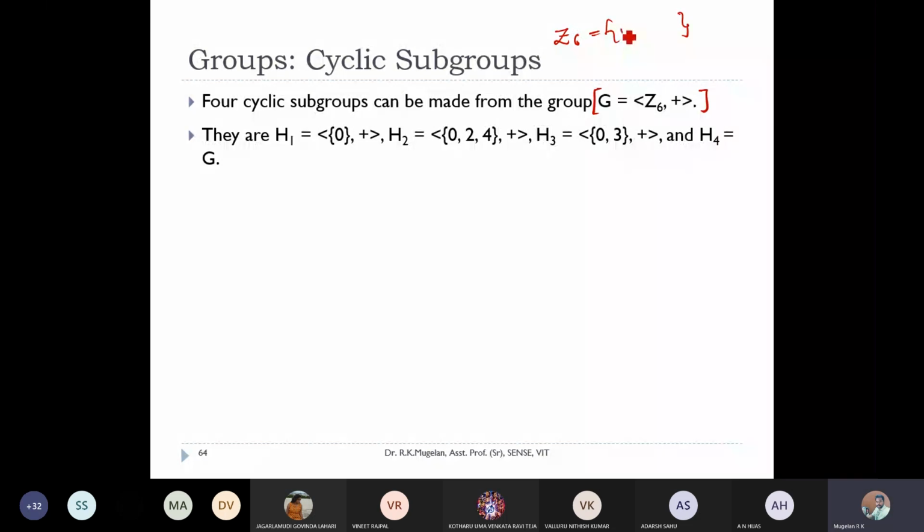The elements are 0, 1, 2, 3, 4, and 5. Now I am taking the first element 0 and raising it to power 0. Since the operation is addition, in school math, if I write 2 power 4, it means 2 into 2 into 2 into 2. But here in this group, we are performing an operation of addition.